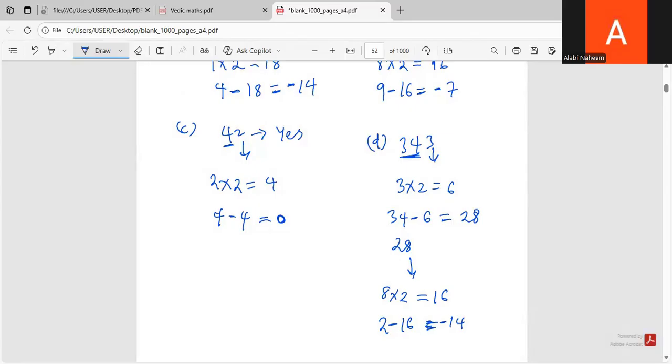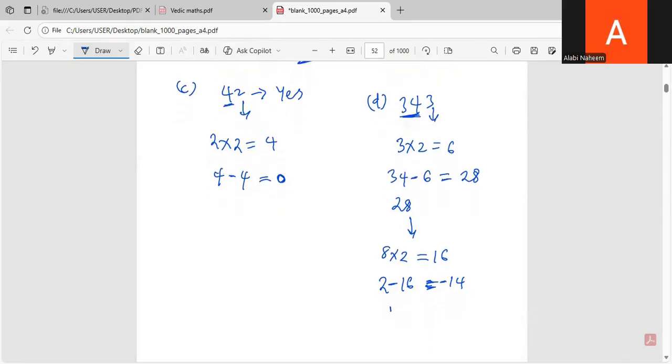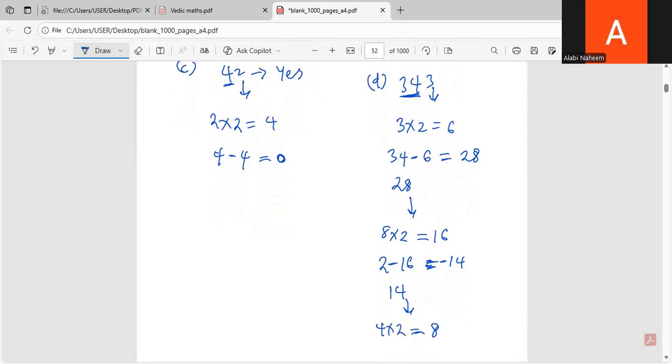You can remember there was an example here, 14, right? I intentionally left it as 14. So we can proceed further with this method. Let's take 14 also. Last number here is 4, right? Double it. 4 times 2. That is 8. Now subtract it. 1 minus 8 is what? Minus 7. Is it divisible by 7 or not? Yes, it is.